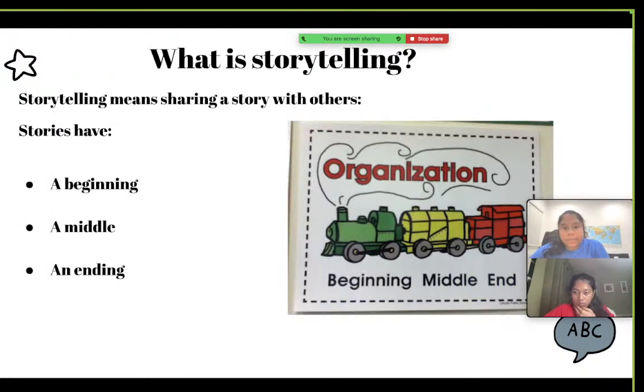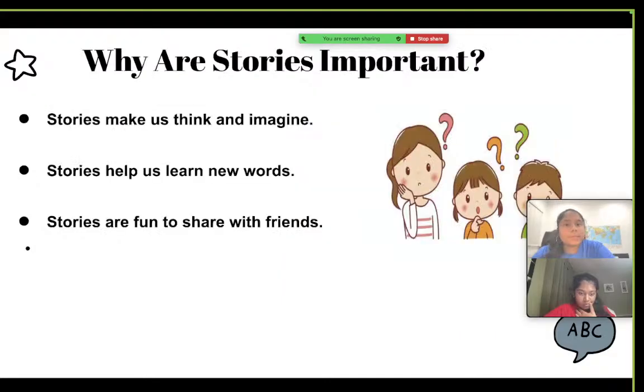Stories have a beginning, a middle, and an ending. So you could see in the train, you see three compartments, right? The beginning is in the front. The middle is in the middle. Stories make us think and imagine, stories help us learn new words, and stories are fun to share with friends. So that's why.